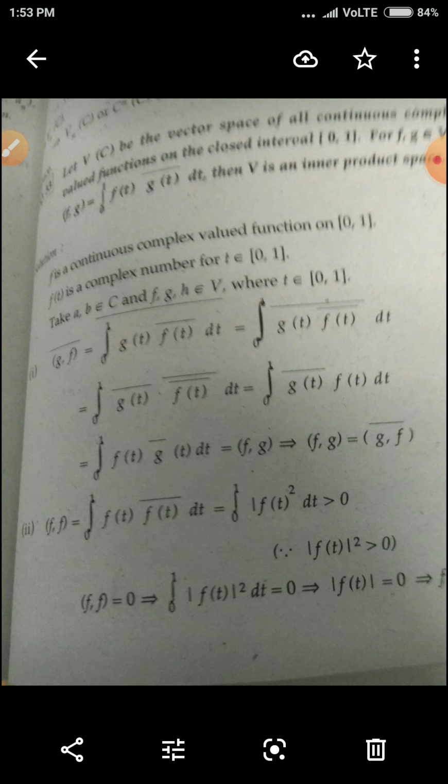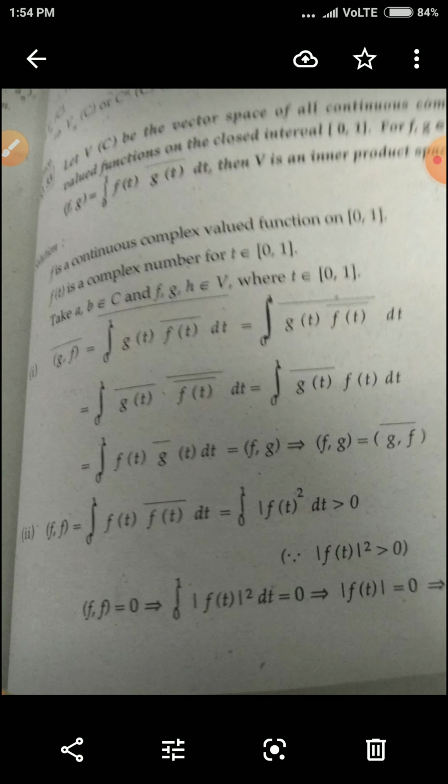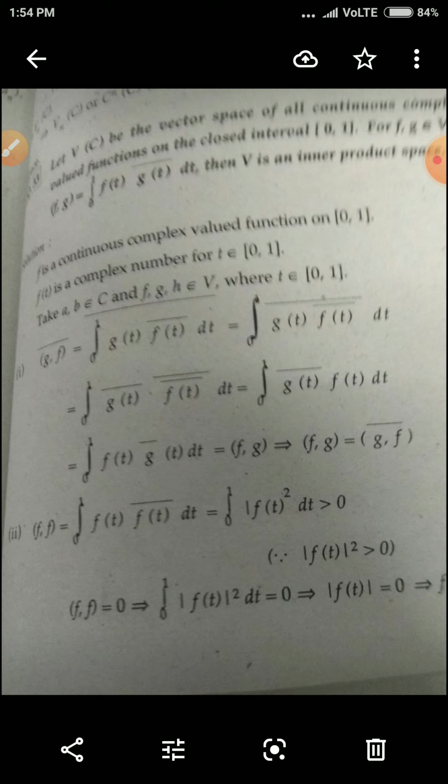Today we are going to do some more problems on inner product vector space. Let V of C be the vector space of all continuous complex valued functions on the closed interval 0, 1. And for f comma g belongs to V, define inner product f comma g equal to integral 0 to 1 f of t into g of t conjugate dt. Then show that V is an inner product vector space.